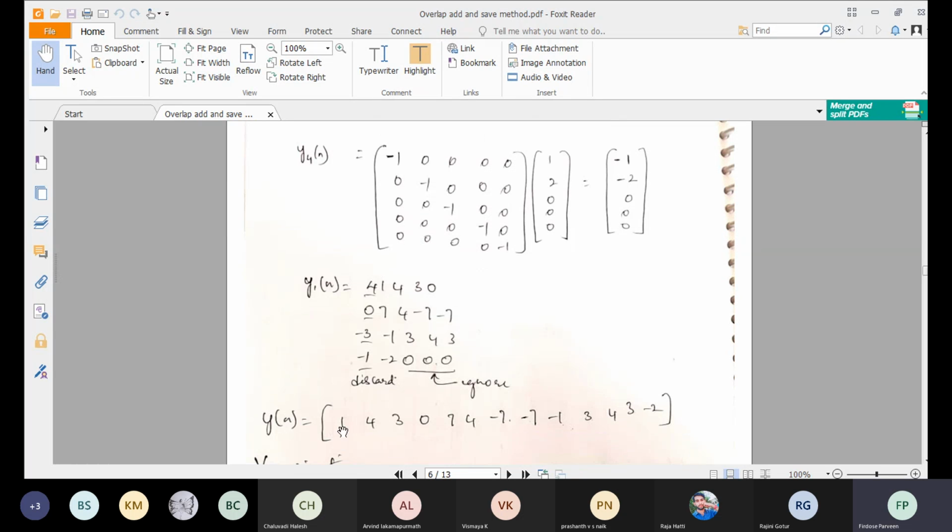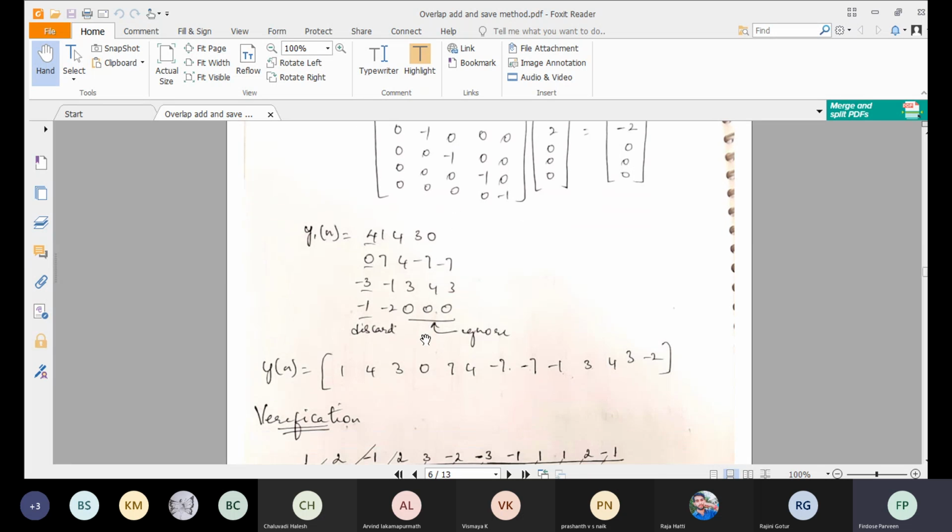So y of n is equal to 1 4 3 0 7 4 minus 7 minus 7 minus 1 3 4 3 minus 2. You also need to ignore this one, because even this was added.